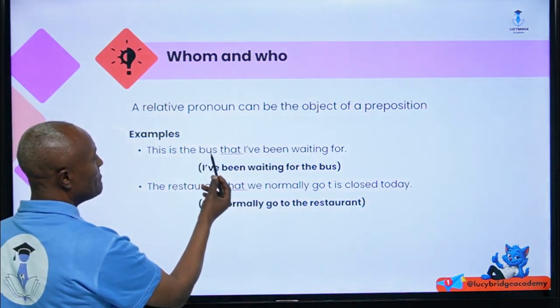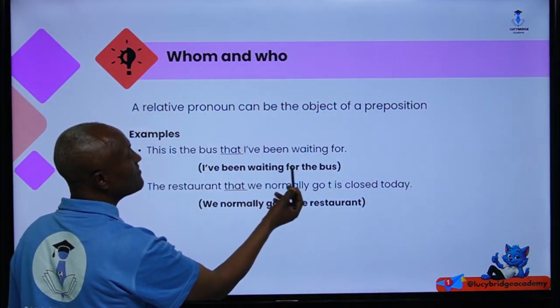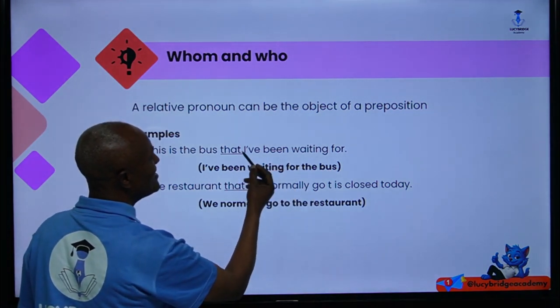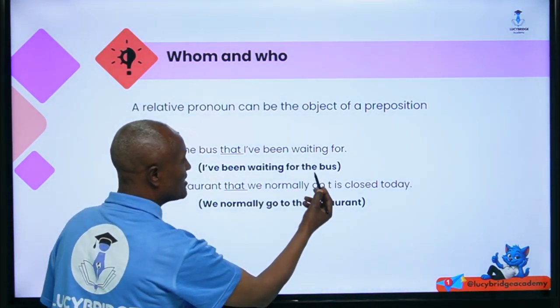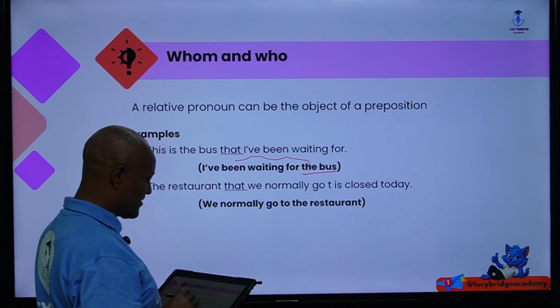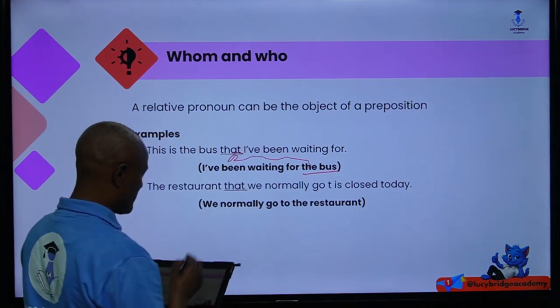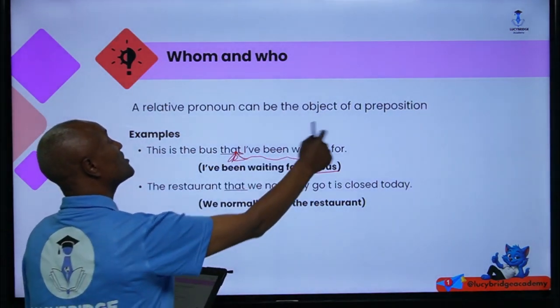A relative pronoun can be the object of a preposition. Look here. This is the bus that I have been waiting for. Yes? And then we don't say, I have been waiting for the bus. We don't say here again that I have been waiting for the bus. The bus is already replaced by what? By that. This is what you have to remember. It is already replaced by that. And then we don't say again for the bus.